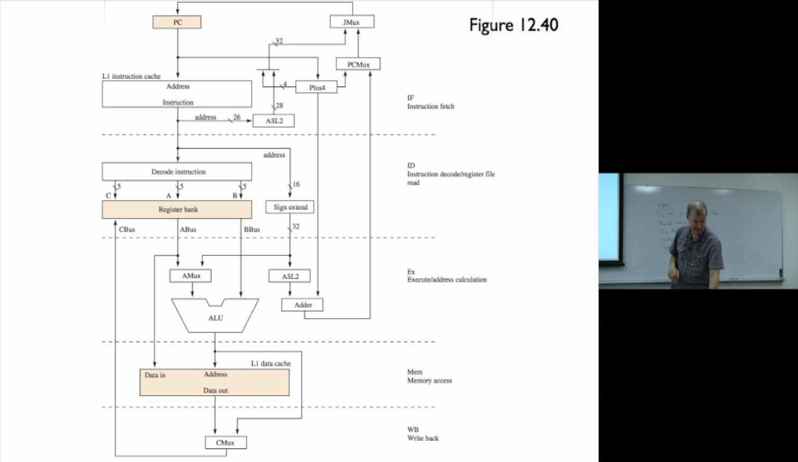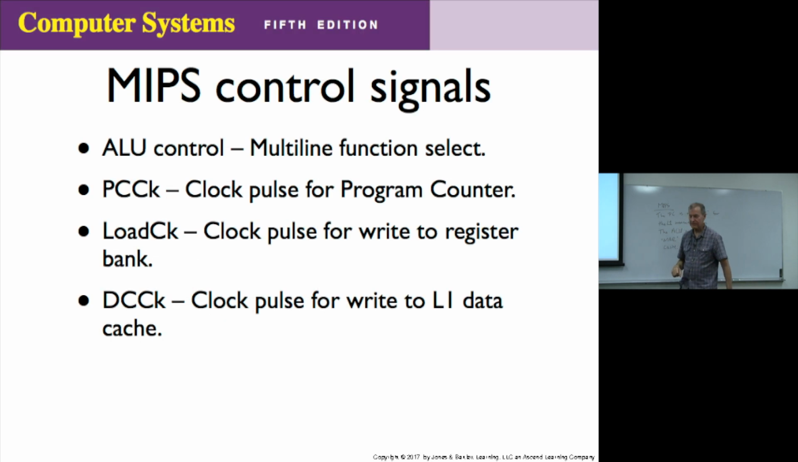So here, that's on this slide. The PC CK is the clock pulse for the program counter. The load CK is the clock pulse for the write to the register bank. And the DC CK is the clock pulse for the L1 data cache. The instruction cache happens more or less automatically, so we're not going to consider that one.